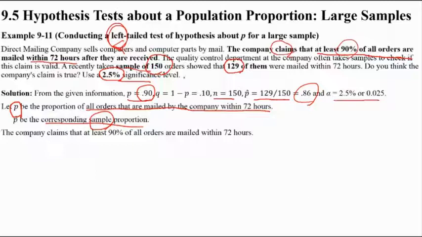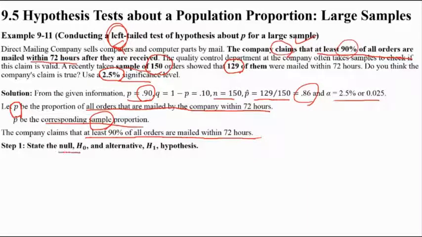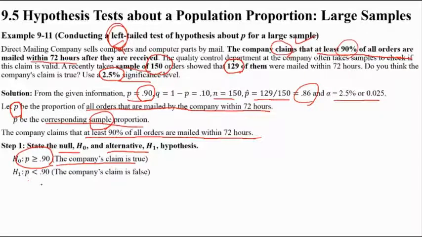Okay, what's the claim? The claim is that at least 90% of orders are mailed within 72 hours. That's their claim. So we're going to find the null hypothesis and the alternative hypothesis. The null hypothesis, they said at least 90%, so greater than or equal to 90%. That's true. So the alternative hypothesis is false, which means less than. So this is a left tail test.